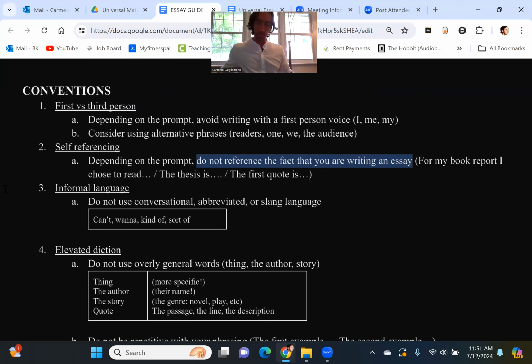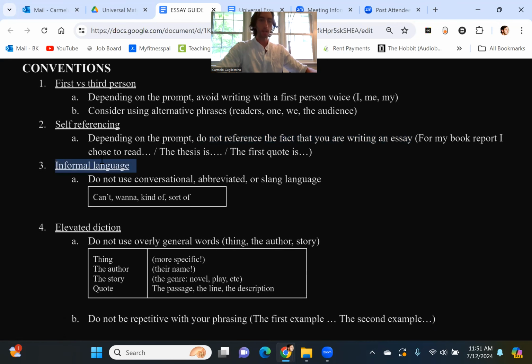We want to elevate this and just give the answer to the prompt. Not, for my book report, but just say the book, blah, blah, blah, is about blah, blah, blah. Just jump into the whole discussion of the book. Don't tell me who you are and what you're reading for class. That's not appropriate for a higher level way of writing and articulating yourself.